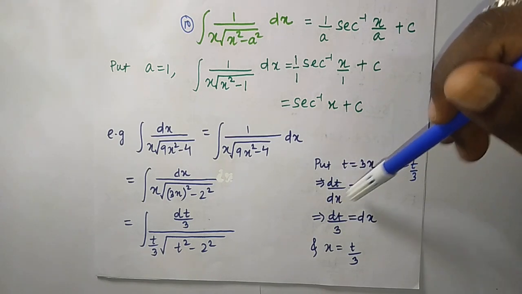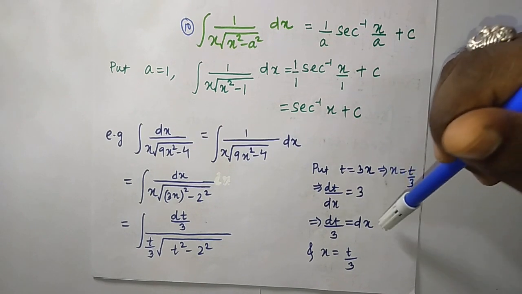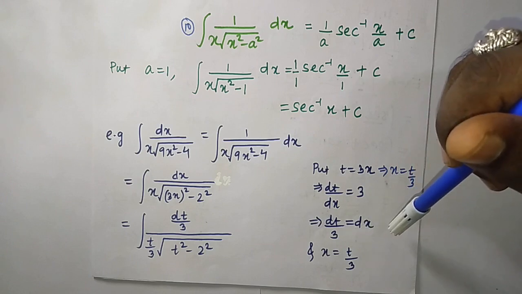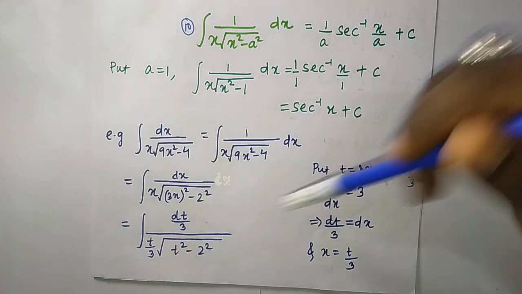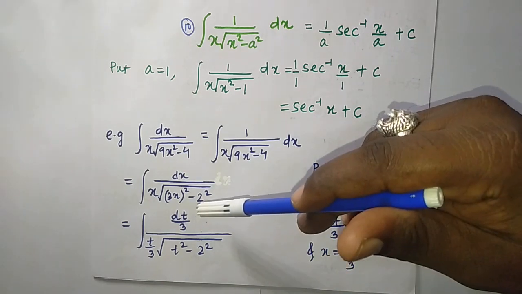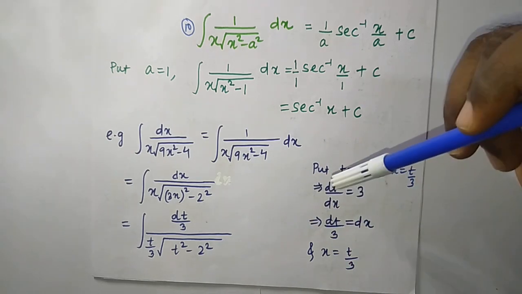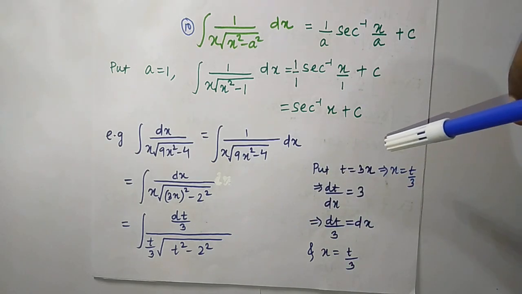If you interchange these two terms, taking 3 to this side and dx to this side, you will get dt by 3 equal to dx. Okay, now put it here. First see, here dx is there, so in place of dx I have written dt by 3.